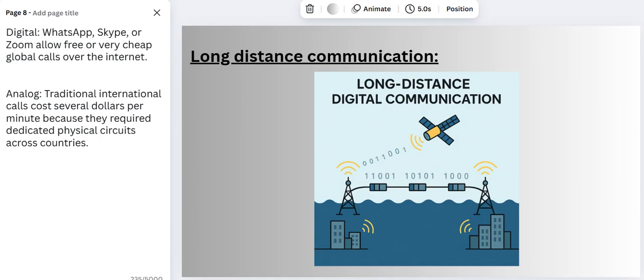Digital communication like WhatsApp, Skype, or Zoom allows free or very cheap global calls over the internet. Whereas with analog, traditional international calls cost several dollars per minute because they required dedicated physical circuits across countries.